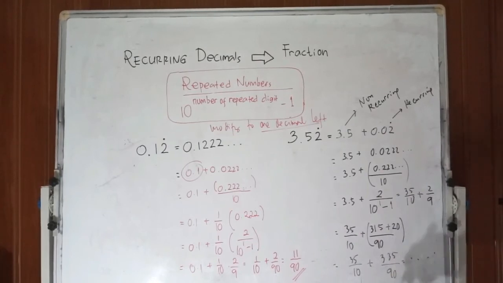You can finalize the answer by using fraction addition. Is it clear? Okay, thank you everyone. That's about the recurring decimal. Thank you very much.